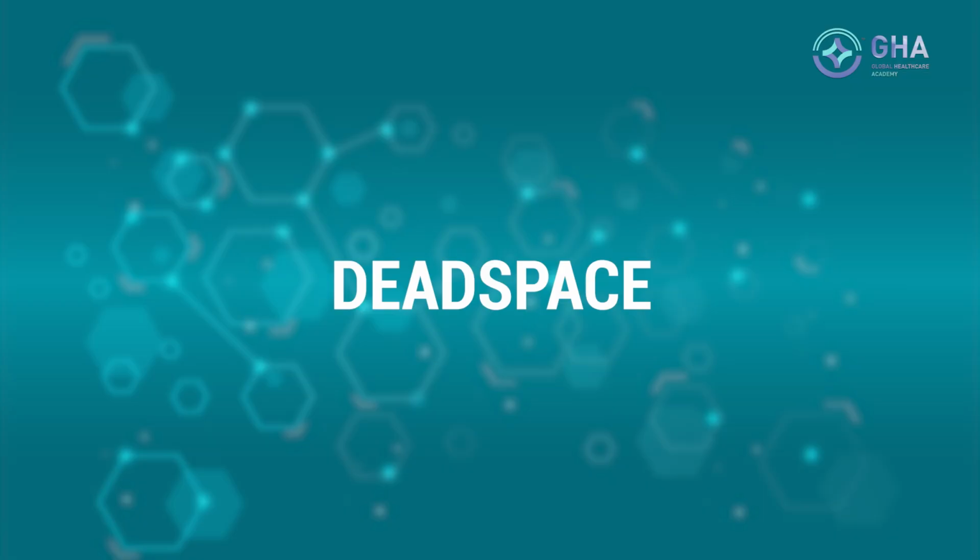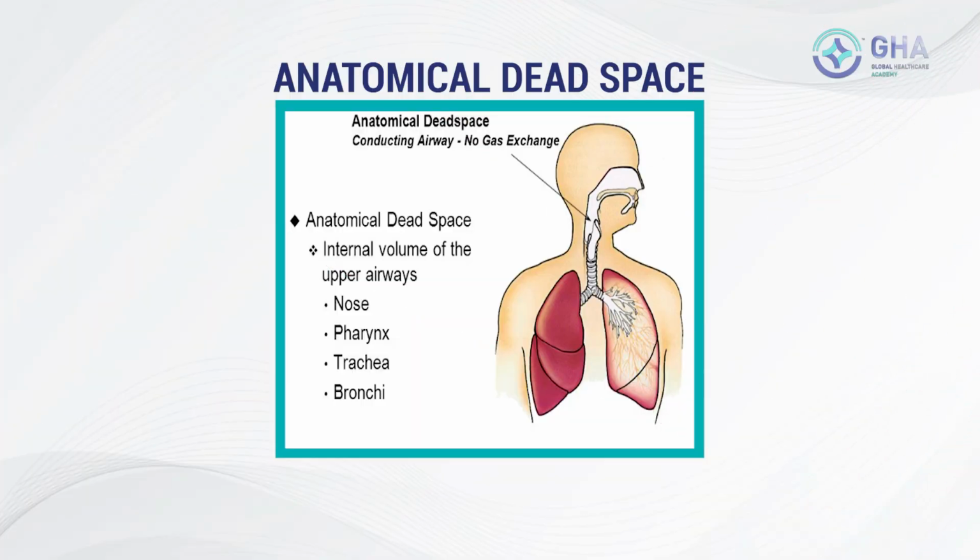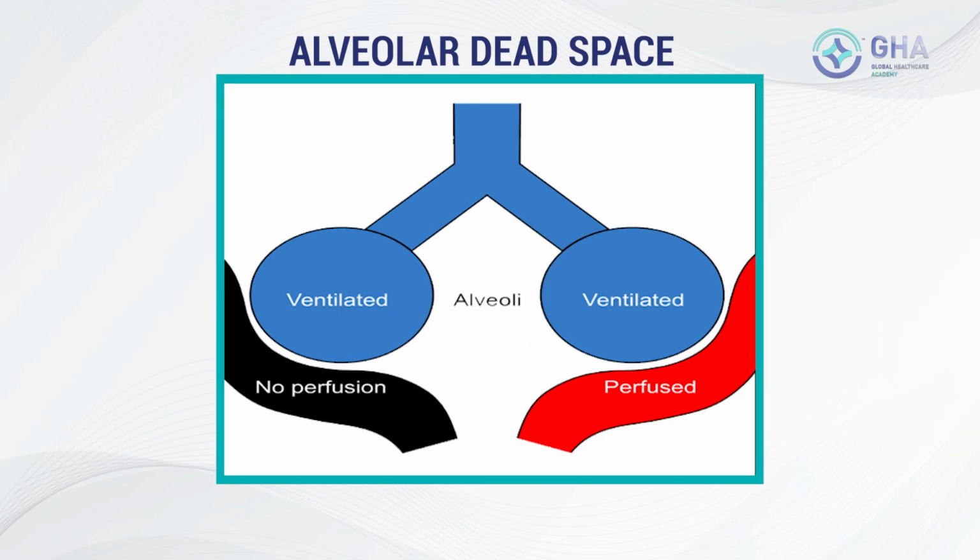Let us look now at what dead space is. There is anatomical dead space and alveolar dead space. It is the part of the respiratory system which does not take part in gas exchange. Anatomical dead space includes the nose, the pharynx, the trachea and the bronchi, where no gas exchange happens. These are conducting airways. The alveolar dead space consists of air-containing alveoli that do not have blood flow in the adjacent pulmonary capillaries, so there is no perfusion. That's why gas exchange does not happen.